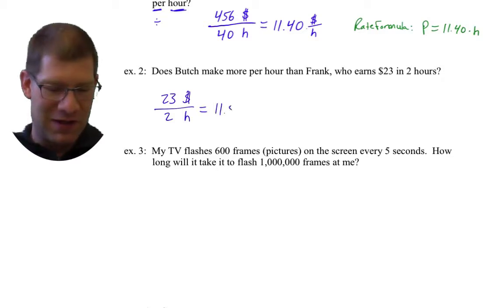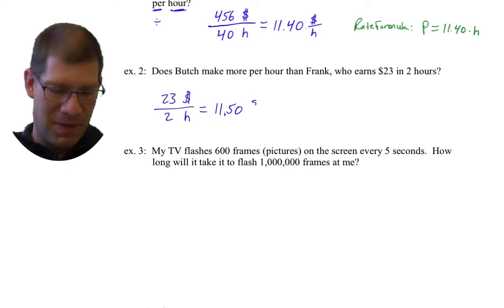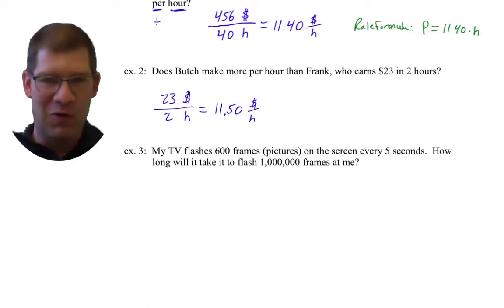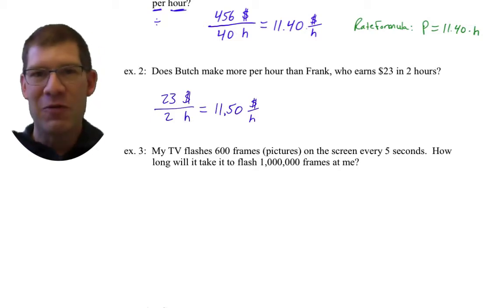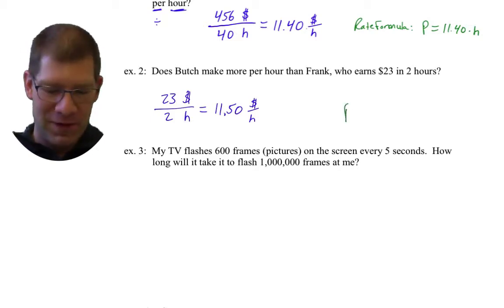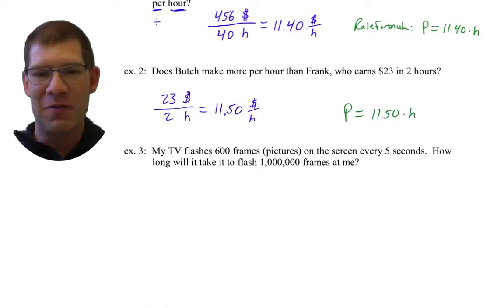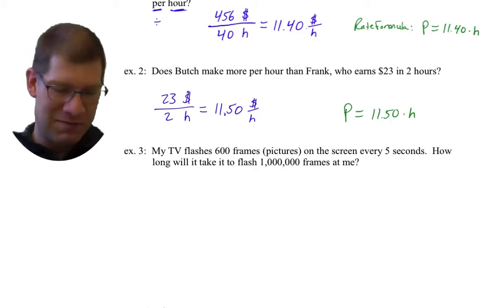Frank then makes $11.50. I'm going to write it with 2 decimal points. You could say that's dollars per hour. And once we have that, so it's a unit rate, you could, if you wanted to, say it's 11.50 over 1, but that's not really simplified. So we'll just write the 11.50. And the rate formula for him, his pay is going to be 11.50 times the number of hours he works. That gives us how much money he makes.